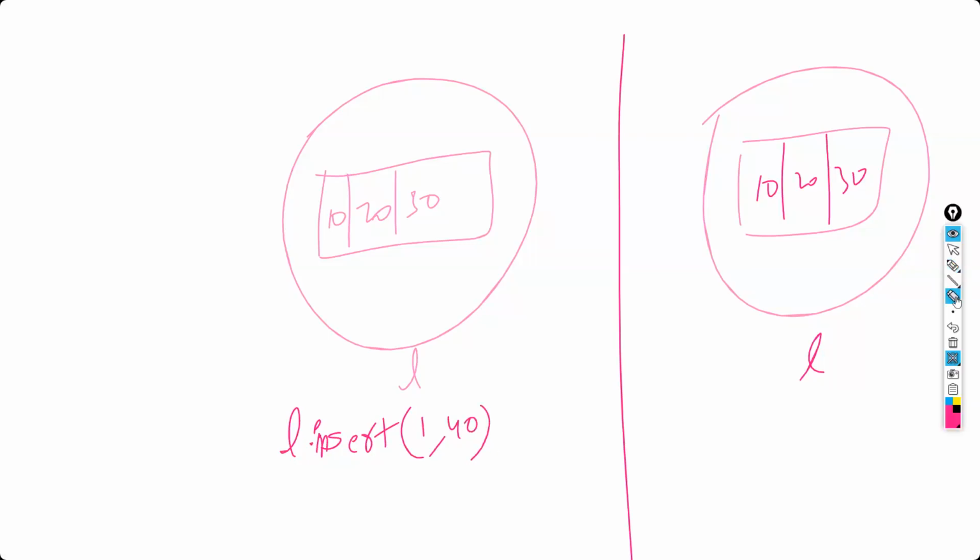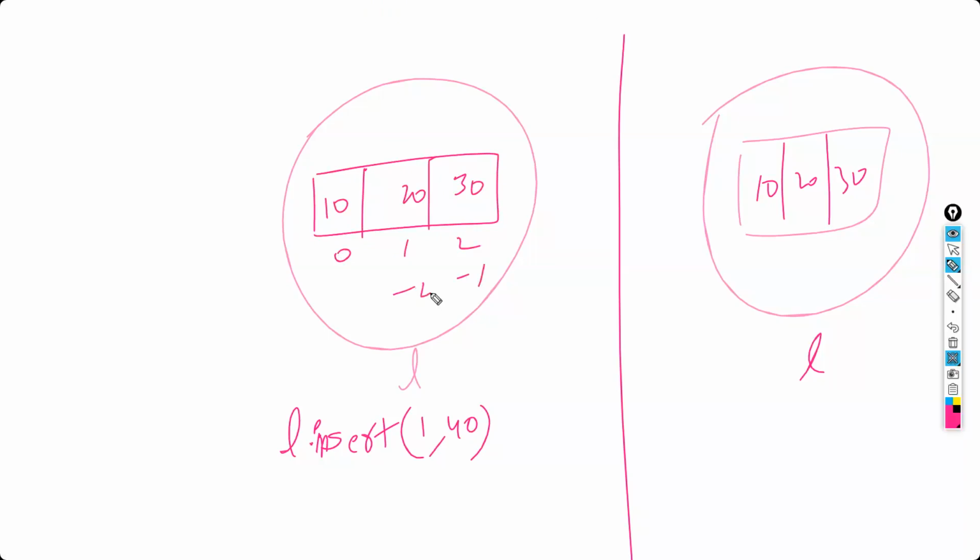Let me explain one more time. Just give me 1 minute. Okay, you have index 0, 1, 2, minus 1, minus 2, minus 3. Now when you write list dot insert 1 comma 40, in the index 1 it will create a new box called 40. And 40 will be given as the new index 1, and automatically 20 will be given as index 2 and this one as index 3. Is the point clear?